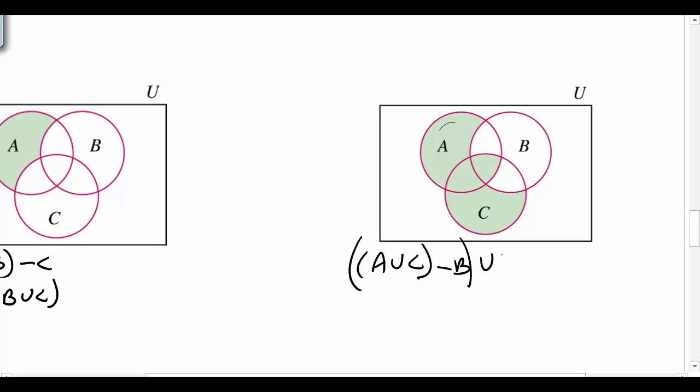I'm sorry, the overlap where A, B, and C all have in common. So the union of the intersection of A, B, and C. And so that right there is this little sliver. So if I put those together, then that should be enough to describe this picture.